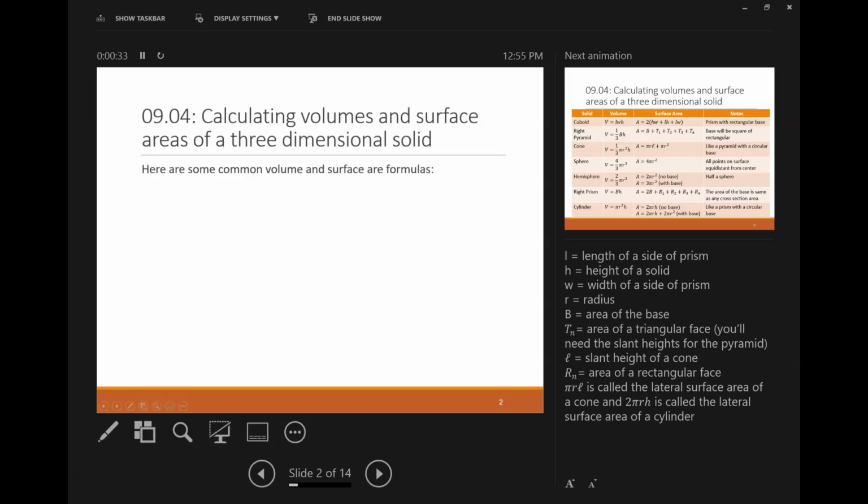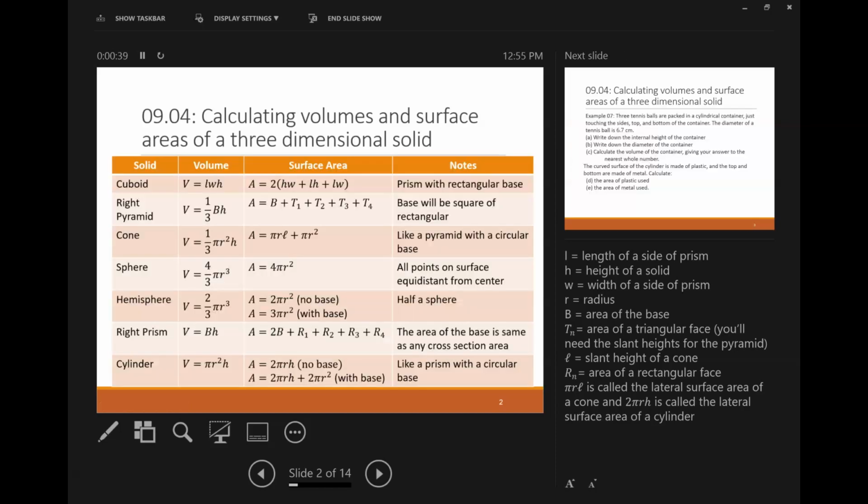So some common volume and surface area formulas are, boom. Do you need to memorize these? No. What do you need to know? What the letters are representing, right? So you should be able to know how to use the formulas. For example, for a cuboid, a box, the volume is LWH. What does L stand for? W. H. Okay? So the surface area formula contains the same letters. Let's not worry about it.